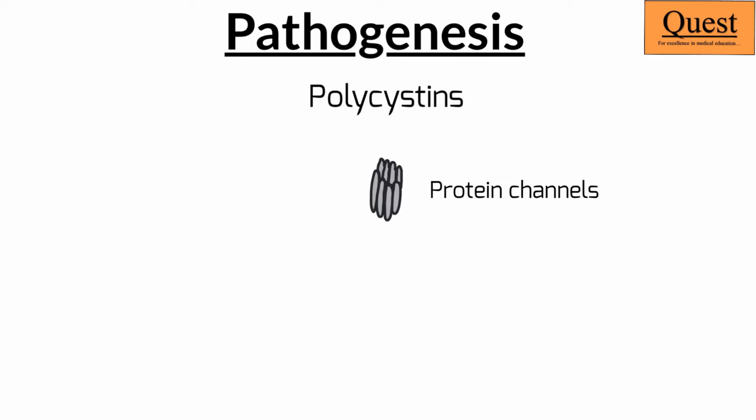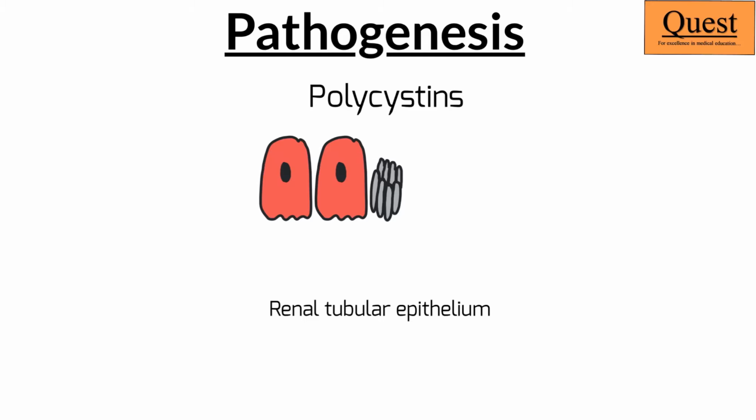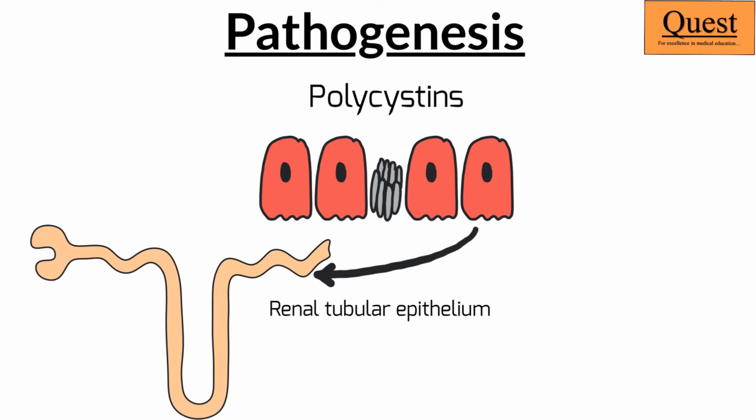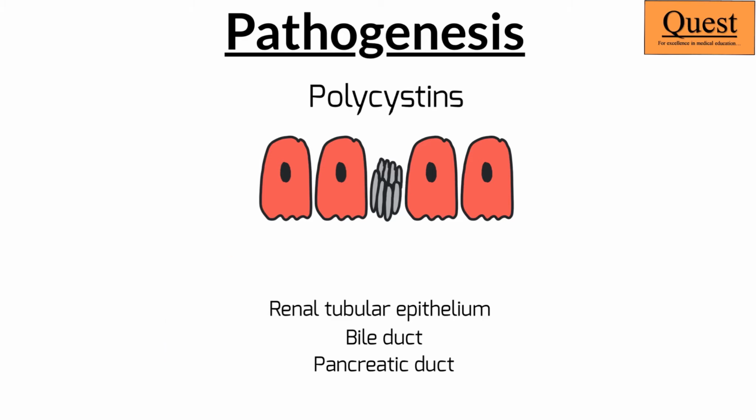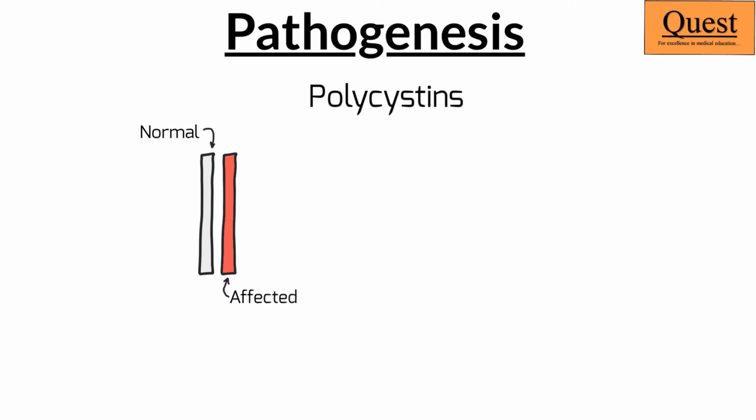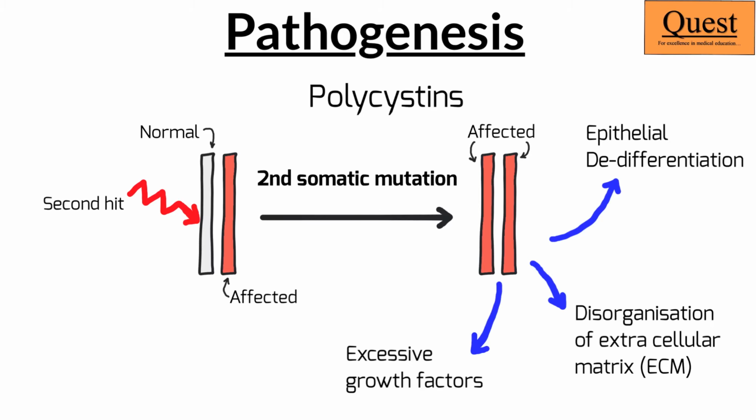These polycystins are protein channels and they regulate calcium signaling. They are located in the renal tubular epithelium. Polycystins are also found in the bile duct and the pancreatic duct. Patients inherit one affected and another unaffected allele. A second somatic hit to this unaffected allele leads to a variety of downstream changes.